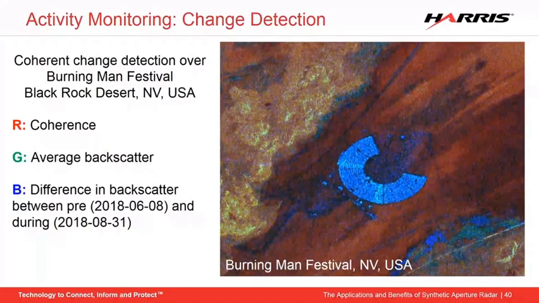In this case, coherent change detection was done over Burning Man, a festival that takes place in Nevada in the United States, where there are over 70,000 people who all join together and camp out in the desert for a week. On the right-hand side, we see this image, and the bright blue areas are areas where there has been large change in between our pre-Burning Man image, which happened in June, and an image actually taken during the event, which is in August. So that bright blue ring you see is tens of thousands of tents and vehicles that are all parked and camped up and set up for this event.